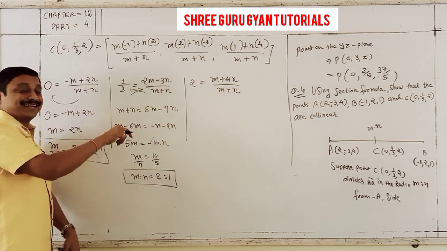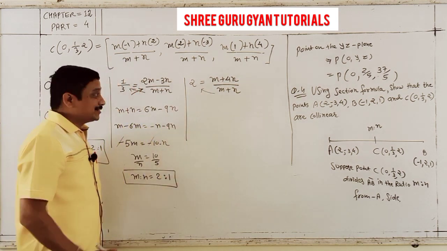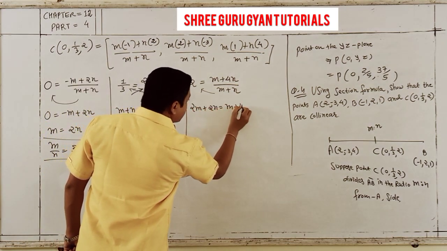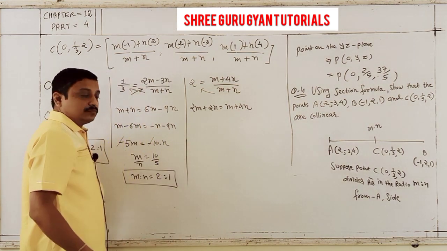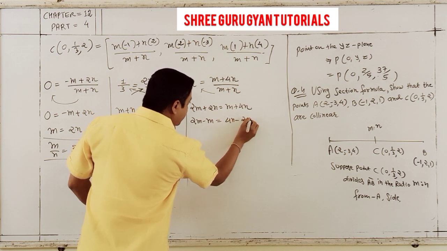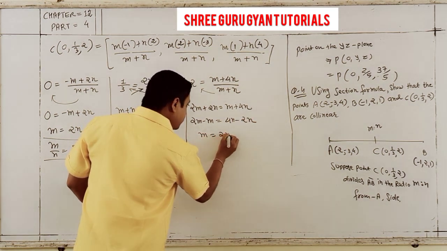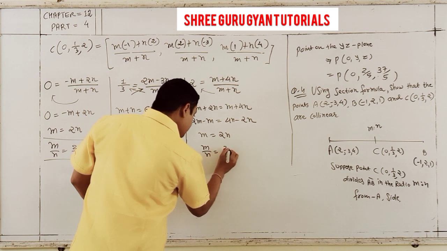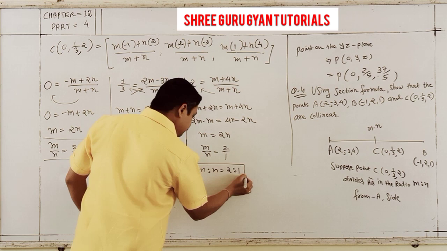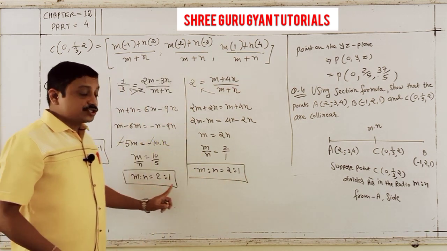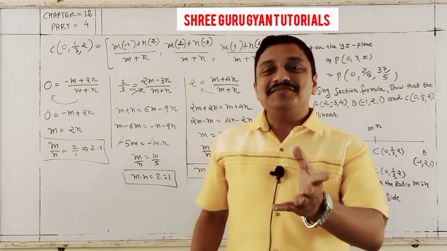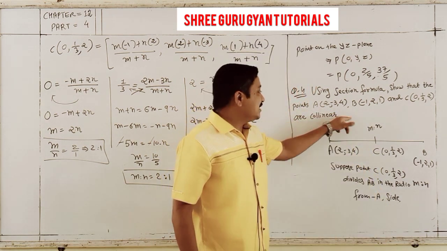And the third also, check if it is the same as 2 or not. So 2n, m plus 4n. So 2n, 4n minus 2n. So, students, m becomes 2n. So m by n is 2 by 1. It is 2 ratio 1. You check here that all 3 ratios are never 0 and never minus 1, and it is called internal division. That's why this point C is collinear.